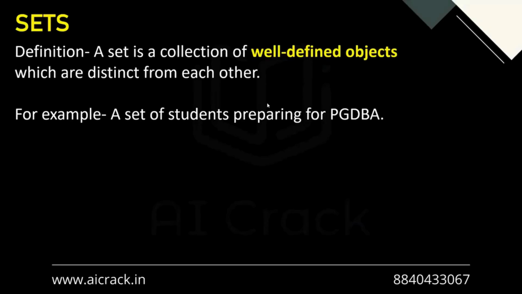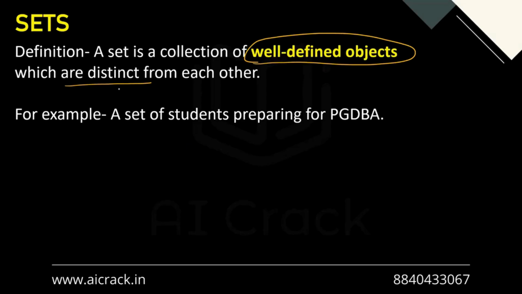A set is a collection of well defined objects which are distinct from each other. So, two important things in this definition: well defined objects and are distinct from each other. So, what do we mean by well defined objects? That means all the elements of a particular set have one single common property. So, they are not random, they have one single common property attached with all the elements of a particular set, and they are distinct definitely.